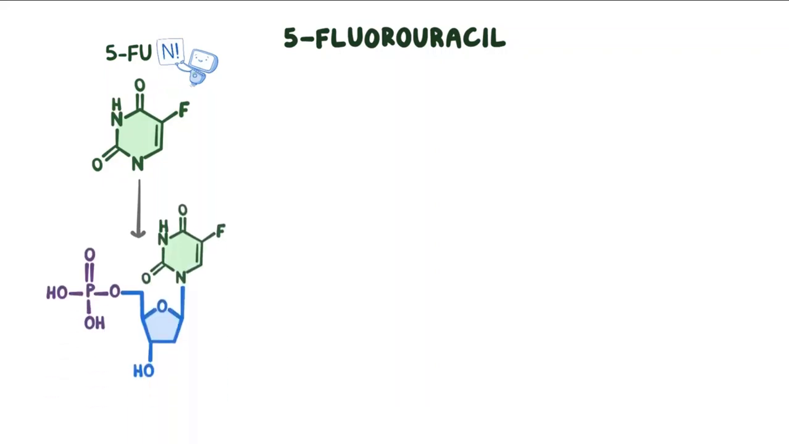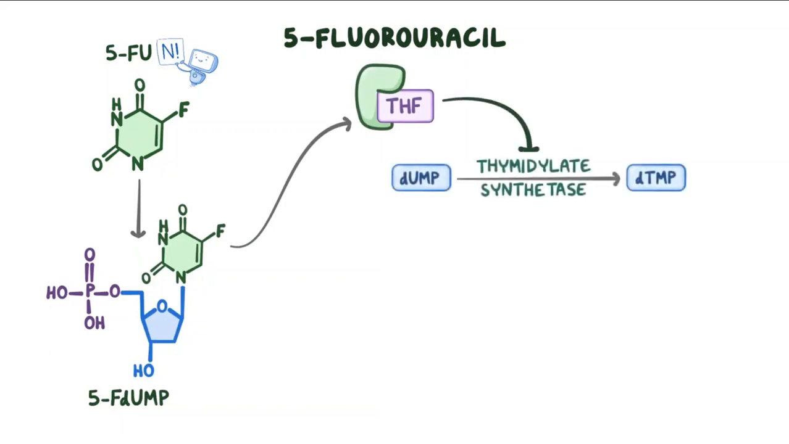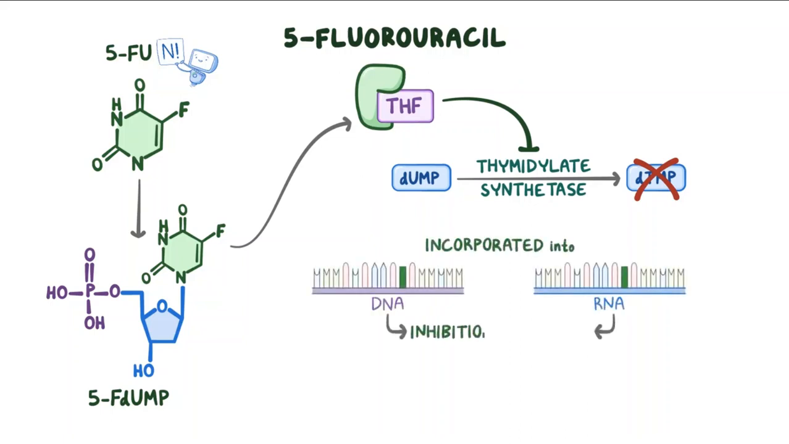Now, 5-fluorouracil, or 5-FU, is a pyrimidine analog that interferes with the folic acid cycle. 5-fluorouracil gets metabolized to its active form, which is 5-FdUMP, and forms a complex with THF. This complex can inhibit thymidylate synthase, which normally binds to dUMP and converts it to dTMP. Inhibition of thymidylate synthase results in decreased synthesis of thymidine, which is a DNA component. Other active metabolites of 5-fluorouracil can also be incorporated into DNA and RNA, resulting in inhibition of DNA and RNA synthesis.